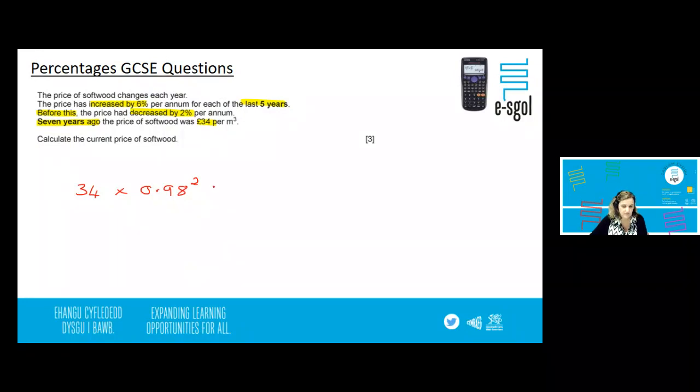So I'm going to keep going, and the next part of it was to increase by 6%. So that is 100%, add on the 6%, so that's 106, but written as a decimal, 1.06.